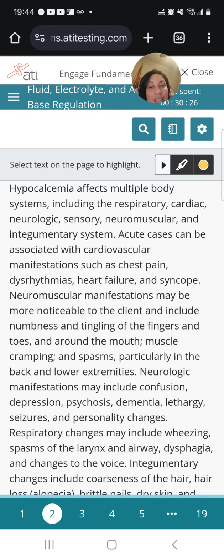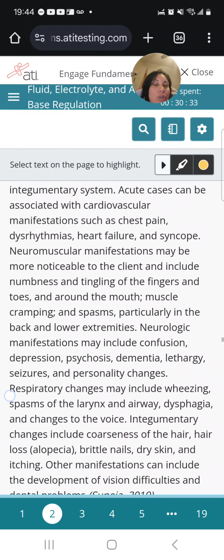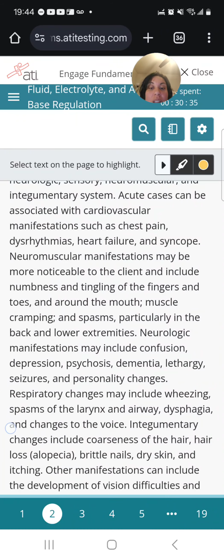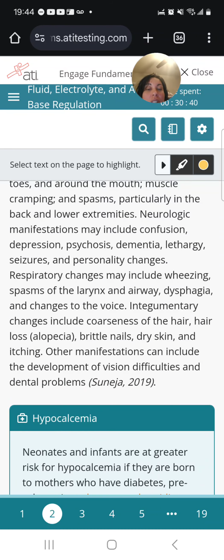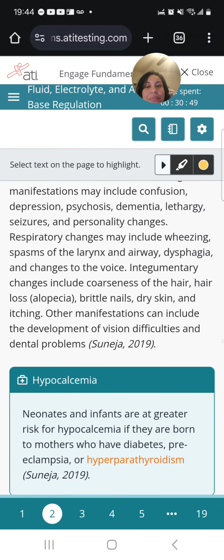Neuromuscular manifestations may be more noticeable to the client and include numbness and tingling of the fingers and toes and around the mouth, muscle cramping, and spasms, particularly in the back and lower extremities. Neurological manifestations may include confusion, depression, psychosis, dementia, lethargy, seizures, and personality changes. Respiratory changes may include wheezing, spasm of the larynx, airway, dysphagia, and changes to the voice.